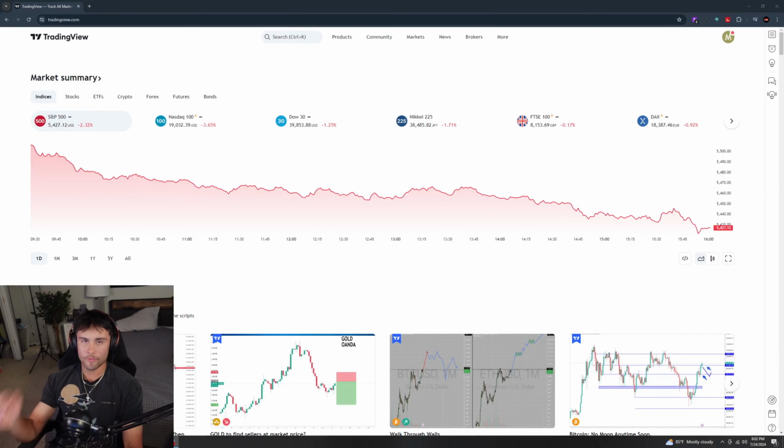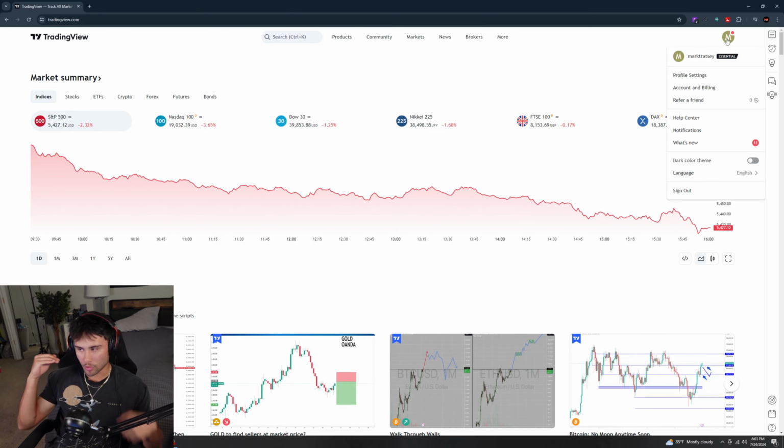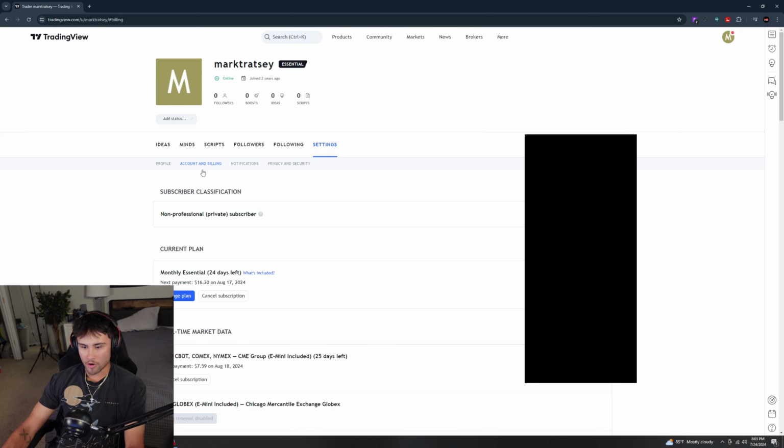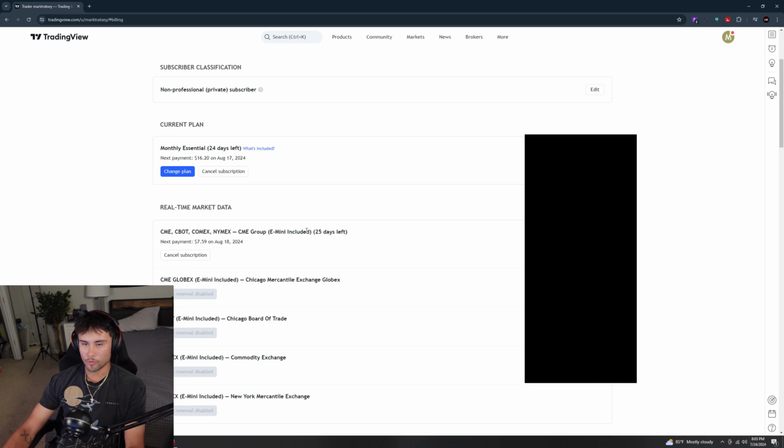All right, very first thing you're going to do is head over to tradingview.com, and in order to backtest on TradingView, you are going to need the essential plan to go into replay mode. If you don't have it, you can check by clicking on your little name up here, going to your settings, finding account and billing, and then finding all of your plans right down here.